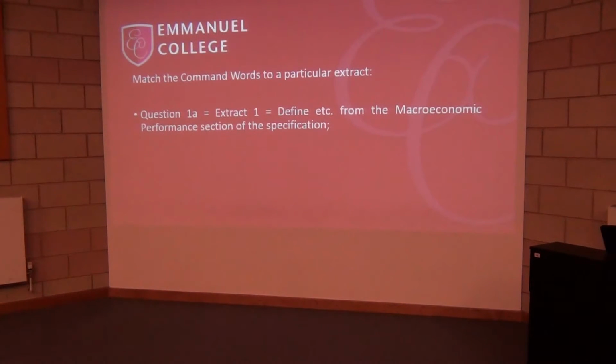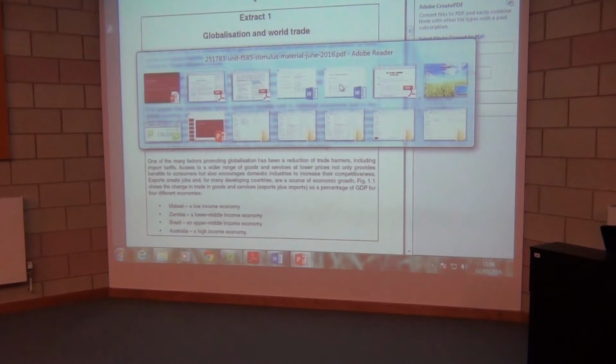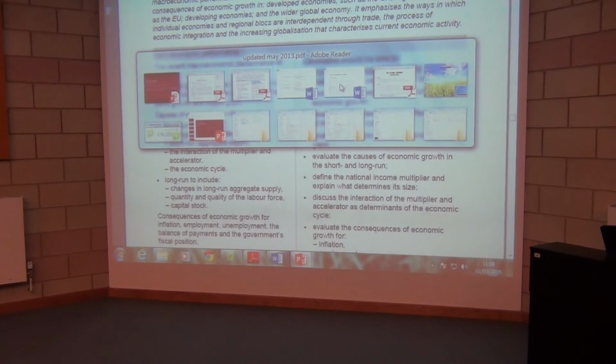So question 1A. I've already spoken about this earlier, we know that question 1A will be a define, a state and explain question. But now we also know, because we've read the extract material and mapped it across to the specification, that the define question is going to come from the macroeconomic performance section of the spec. If you all get your specs in front of you with the macroeconomic performance section, this bit here.